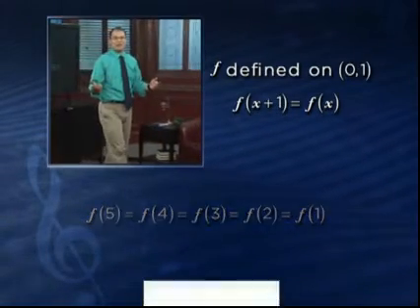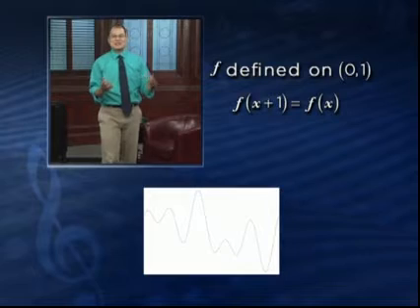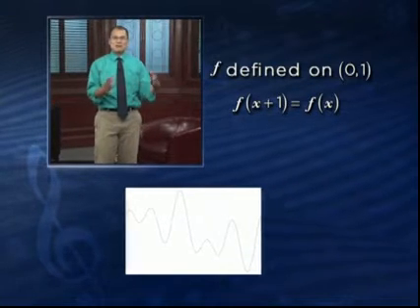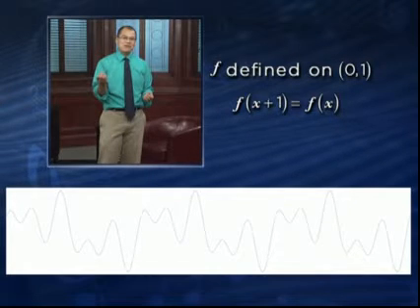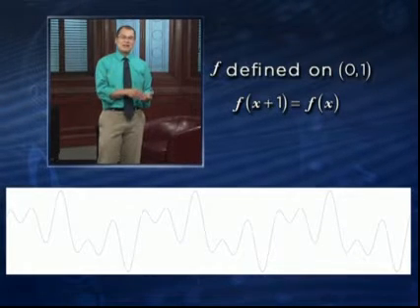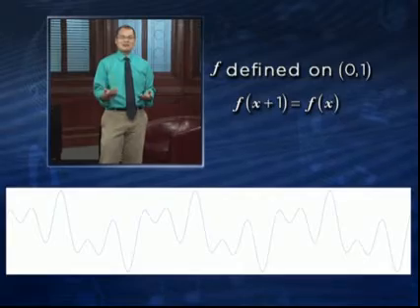We can look at it graphically. Anytime you have a function defined on 0, 1, we can replicate that between 1 and 2, and we replicate that between 2 and 3, all because of the self-reference contained in this equation, f of x plus 1 is equal to f of x.